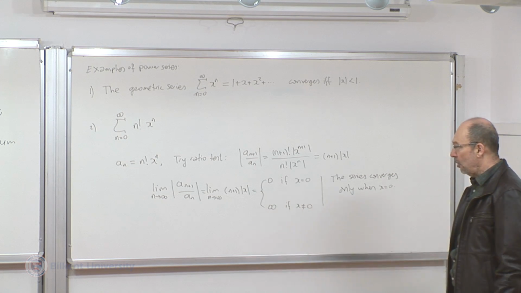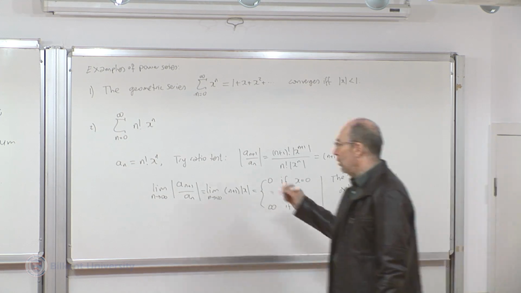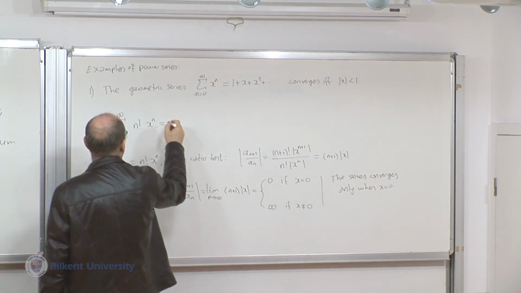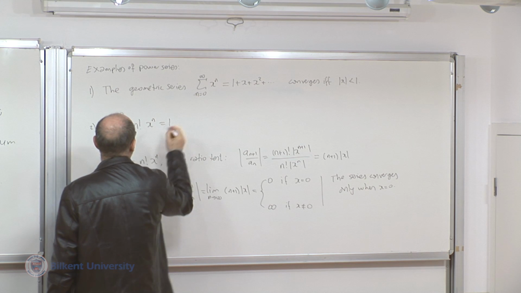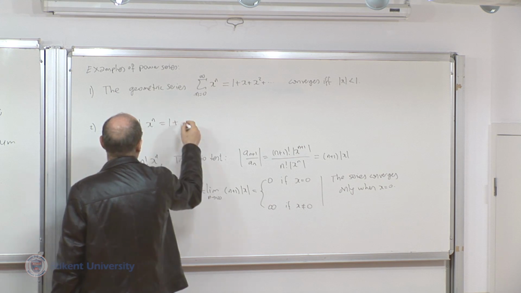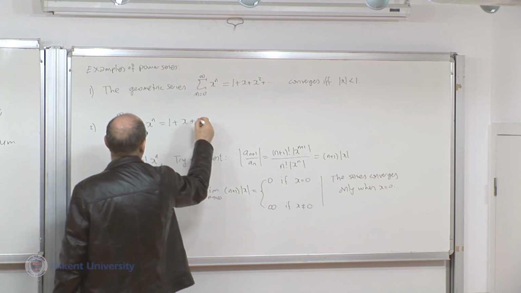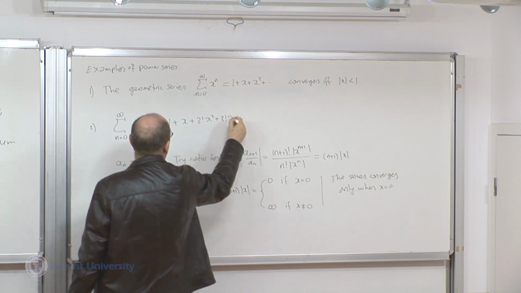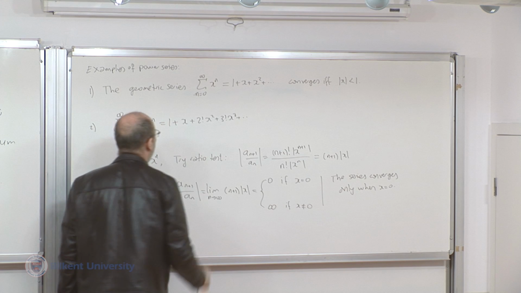When x equals 0, this one is 0 factorial, which is 1, times x to the 0 power, which is 1, plus 1 times x, plus 2 factorial times x squared, plus 3 factorial times x cubed. So this goes on like this.